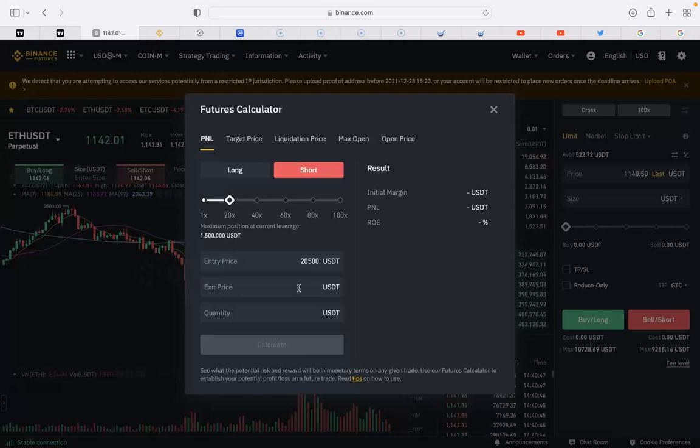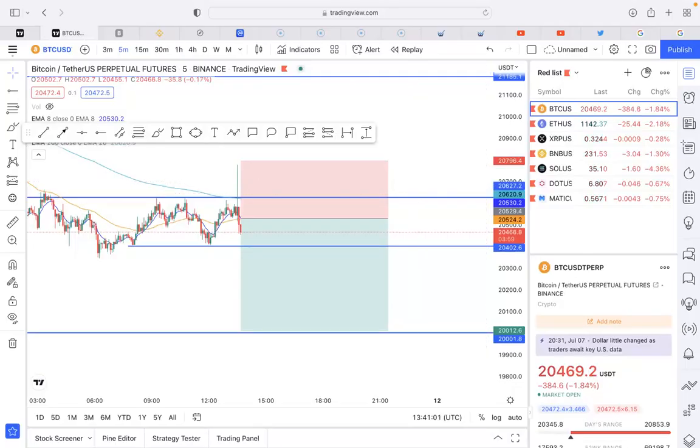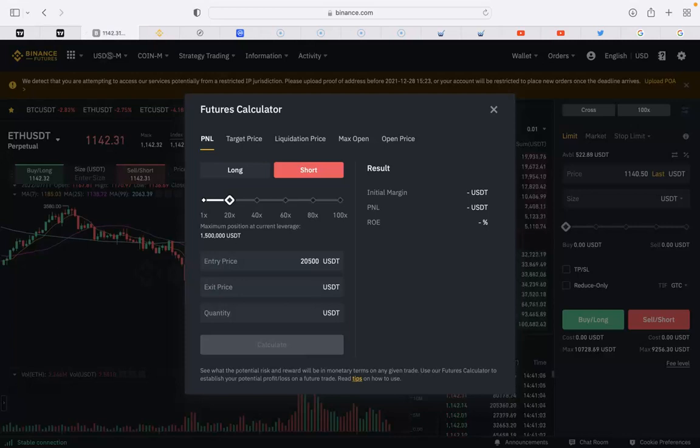Let's determine the loss first, because that's what you should think of. What will I lose before what I make? So in determining the loss, you're going to use your stop loss as the exit price here. So our stop loss on the trade is 2796. Let's assume it's 2,800. So stop loss 2,800.